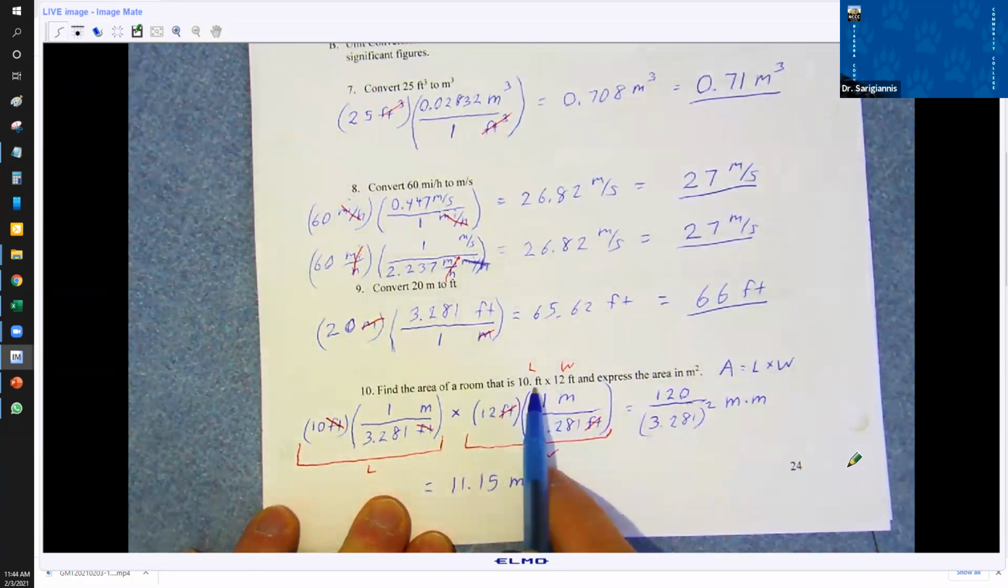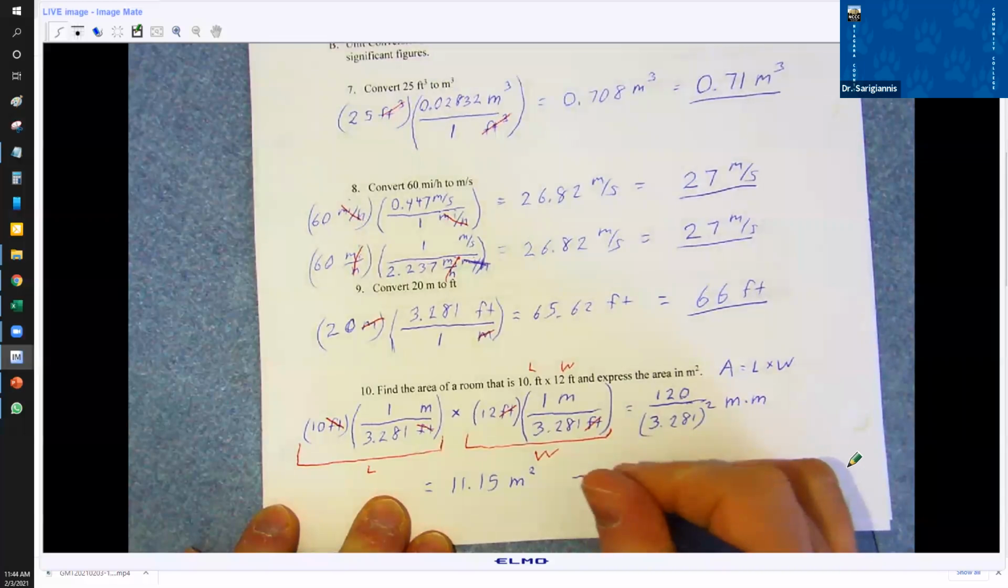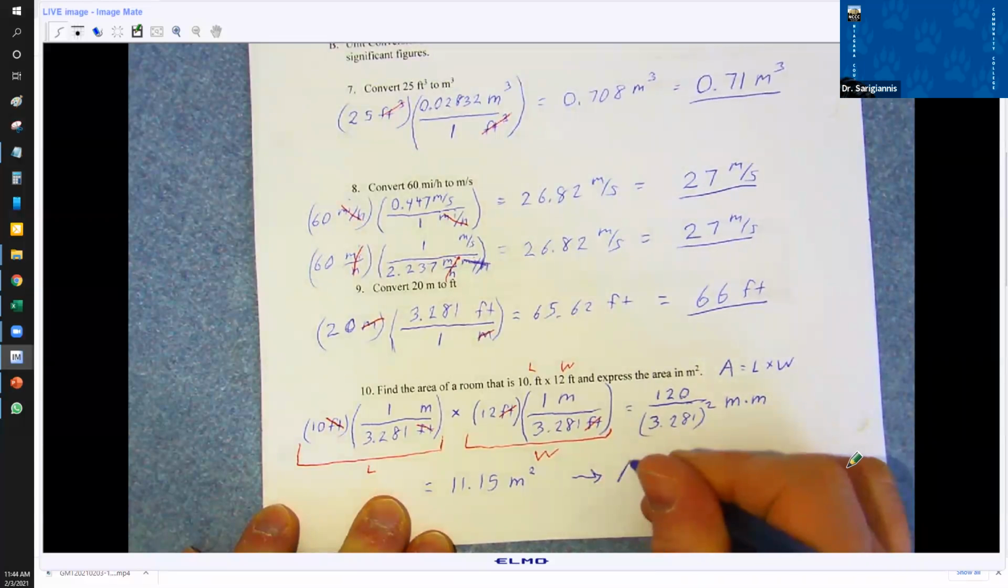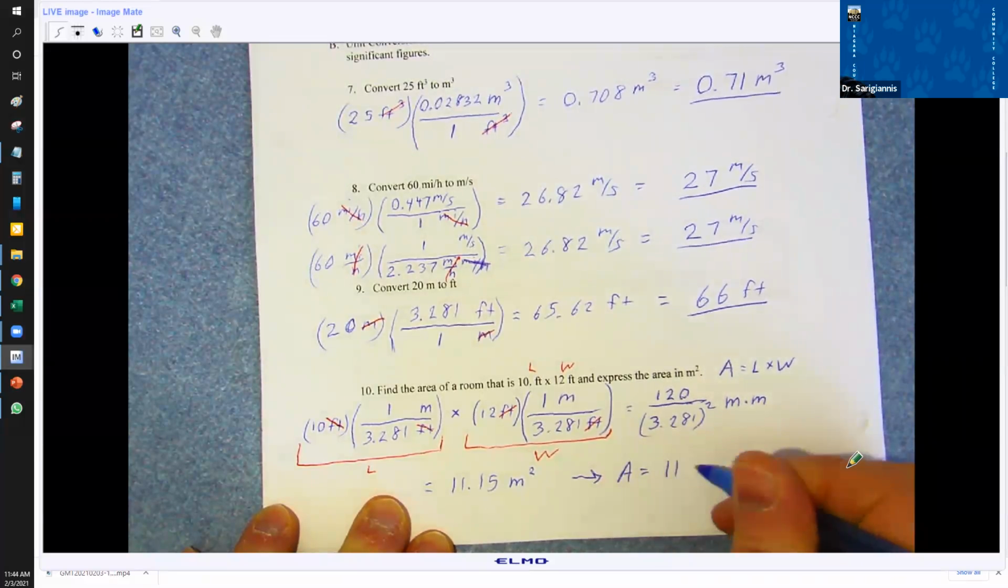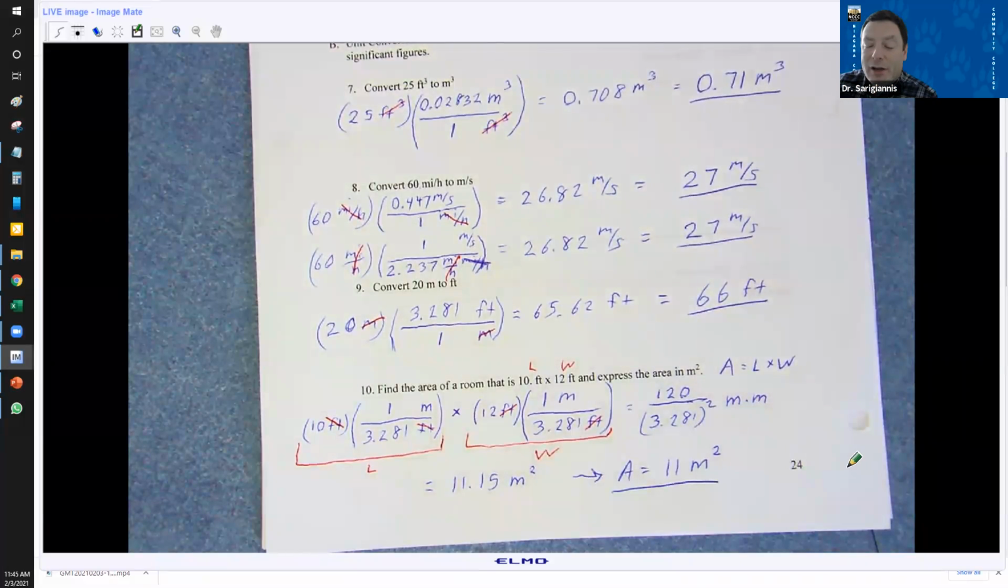And then I'm going to say I have 2 significant figures in each of these, so I'm going to round this to 2 significant figures. So the area is equal to 11 meters squared. That's the area. Notice I didn't have an area conversion, but I could convert each of the lengths from feet to meters, and this gave me my area.